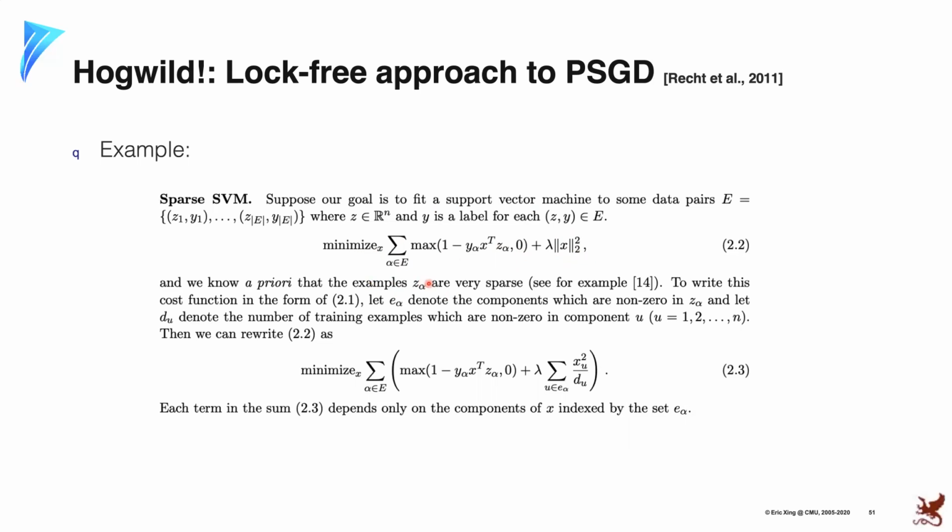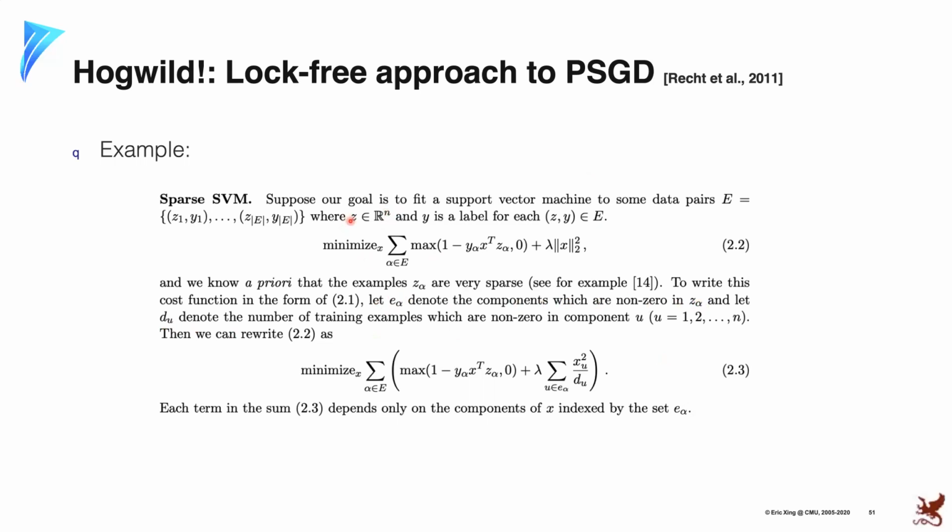If we know a priori that the examples z alpha, that is each of these input feature vectors, are very sparse, then we can rewrite the cost function in the following form. Suppose e alpha are the components which are non-zero in z alpha, meaning that if z alpha is an n-dimensional vector but many of its entries are zero, then e alpha are just those indices which are not zero. And d u denotes the number of training examples which are non-zero in the component u. Here, this component u is each of the feature dimensions for this feature vector.